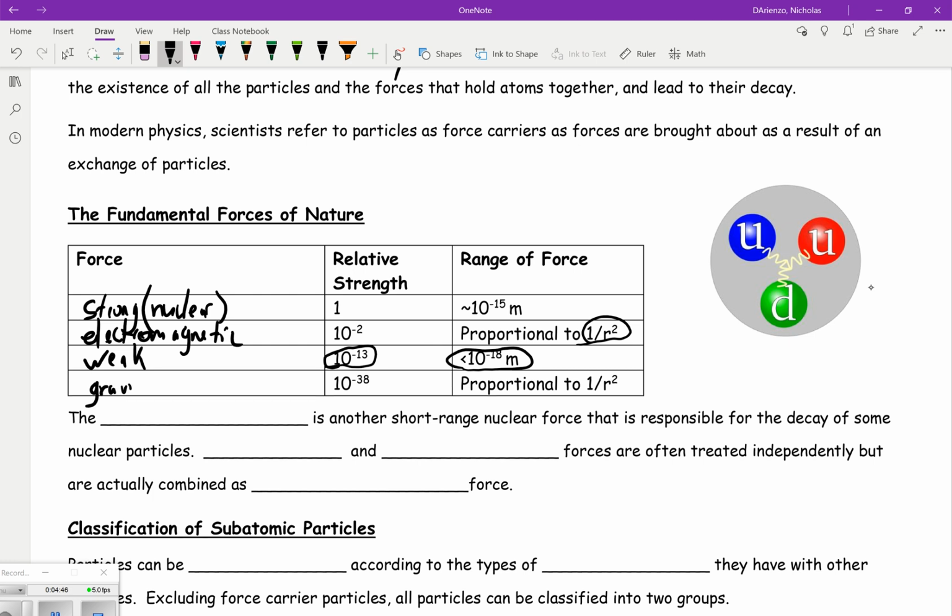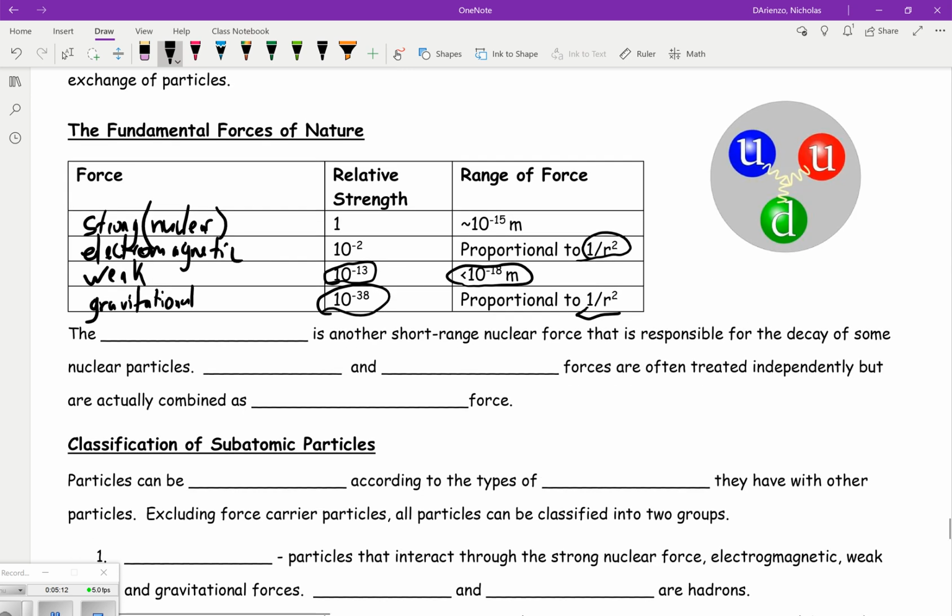And the last one, which is going to be the weakest of the bunch, is the gravitational force, which you can see its strength is significantly smaller than any of these, but still has the same range compared to the electromagnetic. So it can have an effective range to affect other objects, but the strength of the gravitational is not very strong.